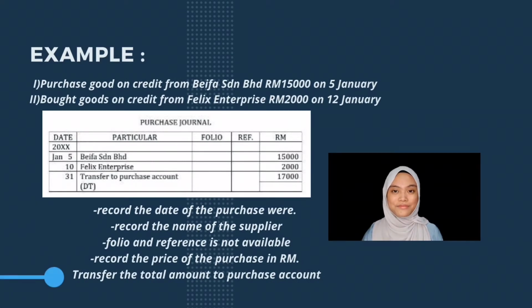Here's an example I can give. First, the business made a purchase from Pemasaran Neighborhood on 5 January. So, we record the date the purchase was made. Then, we record the name of the supplier, which is Pemasaran Neighborhood. Next, the folio and reference are not available, therefore we don't need to write anything in those columns. After that, we record the price of the purchase in RM. The same goes for Felix Enterprise. Lastly, we must transfer the total amount to the purchase account. And that's all for the purchase journal.